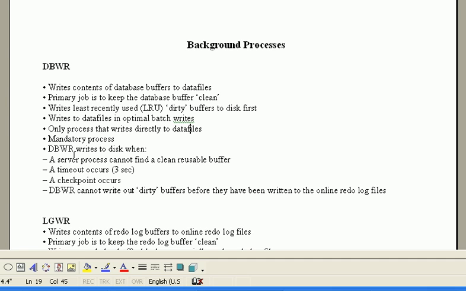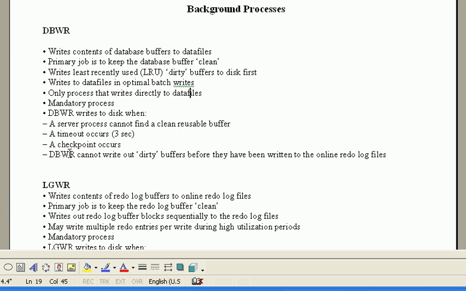These are the four steps that the DB writer is using to write to the data files. One is the server process cannot find a clean reusable buffer. Second one is a timeout occurs, that is 3 seconds. Third, a checkpoint occurs. The fourth, the DB writer cannot write out dirty buffers before they have been written to the online redo log files.